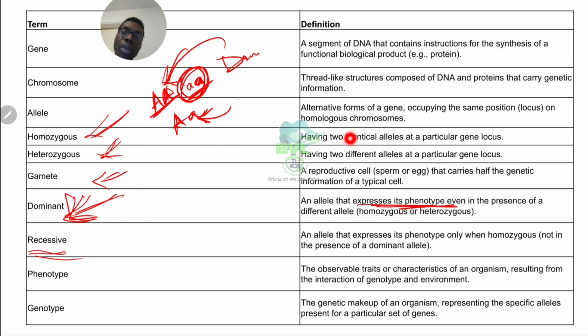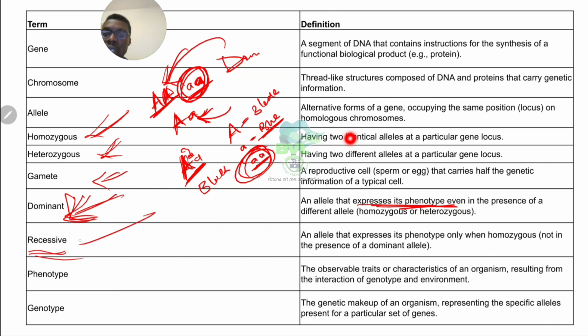It's the only way. So for example, I say A is for black eyes, then small a is for blue eyes. If an organism has this, that organism will have black eyes. Why? Because this A is dominant over this. But if the organism has something like this, the organism will have blue eyes because there's no other dominant allele to overshadow this one. So it's just all by itself, so it's going to be expressed. That's what recessive allele means. It's not showing, but it can only show when it's in the homozygous form.